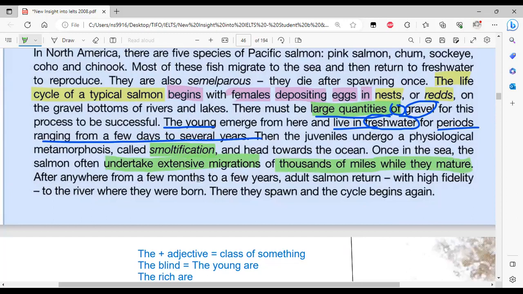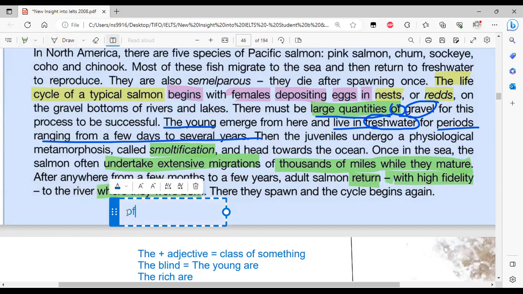Okay. Now, after anywhere from a few months to a few years, adult salmon, and we have the word return. It's the same thing. And here we have a phrase in opposition, which in Arabic is called a parenthetical clause. Now this is not important, I will just discard it. Okay. Adult salmon, where do they return? They return to the river where they were born. This is the river of birth.